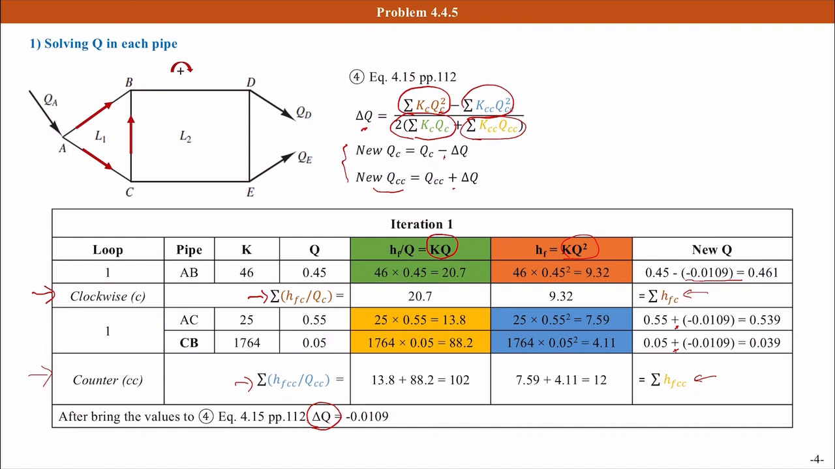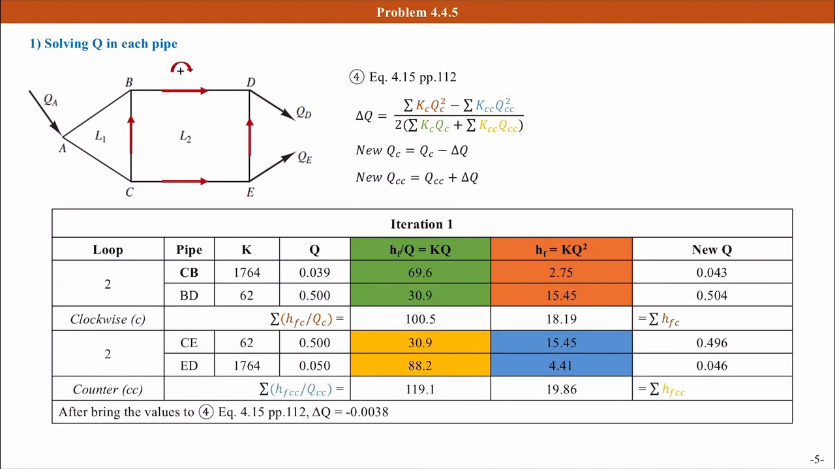I highlighted pipe CB here because pipe CB is a shared pipe in these 2 loops. So when we do the first iteration in loop 2, we need to use the new flow rate here as the original flow rate to do the calculation. Let's move on to the first iteration for loop 2.